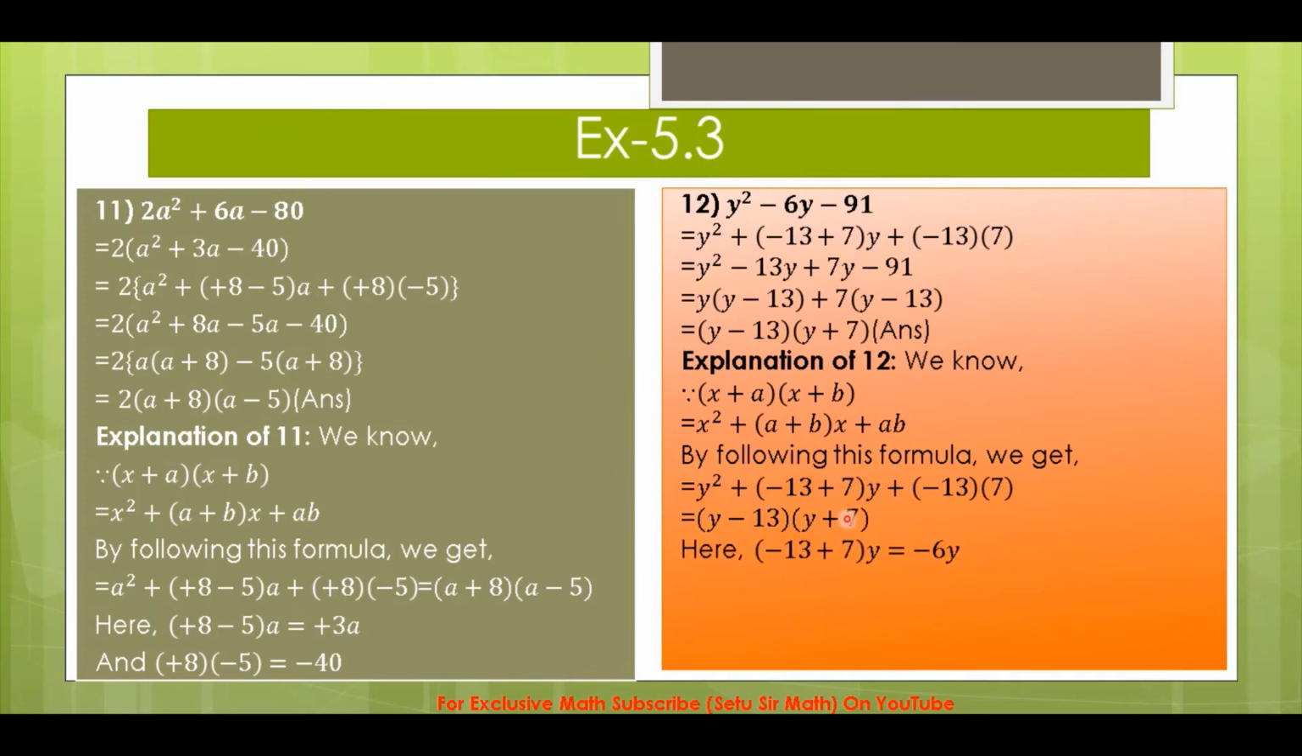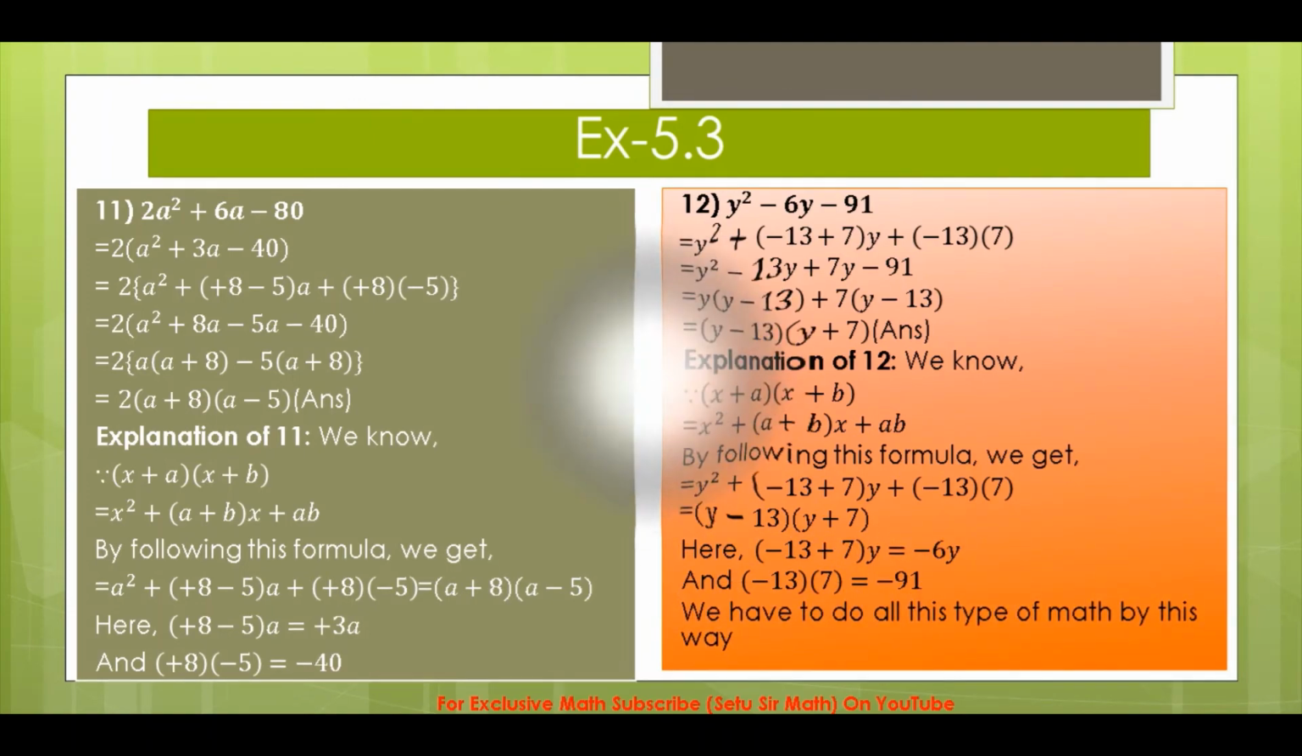And this is the thing: 7 and 13, if we subtract 13 from 7, that would be minus 6y, and if we multiply 7 and 13, that would be minus 91. So we have to do all this type of math.